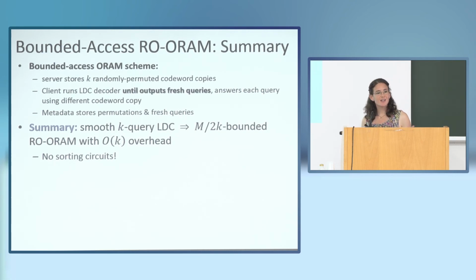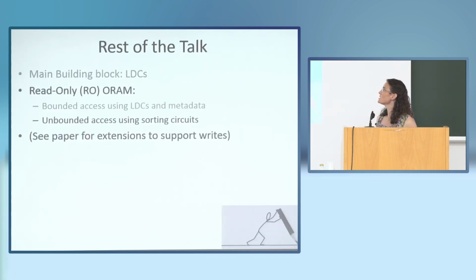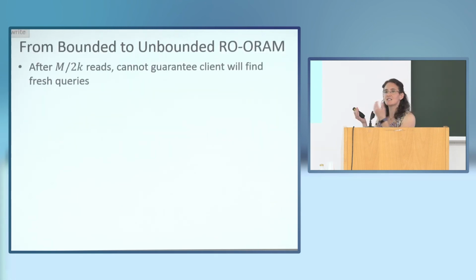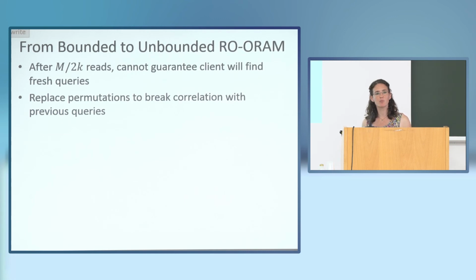But this is not what we want, right? I don't know how many accesses I want to perform into the database, so how do I move from a bounded access scheme to an unbounded access scheme? So what happens after I exceed this m over 2k bound? The client might not be able to find fresh sets of queries. I have too many correlations between the queries. So I need to break the correlations. Basically, I have to replace the permutations. Once I choose a new permutation, who cares if queries are fresh or not? I'm applying a different function to them, so I'm starting afresh once I replace the permutations.